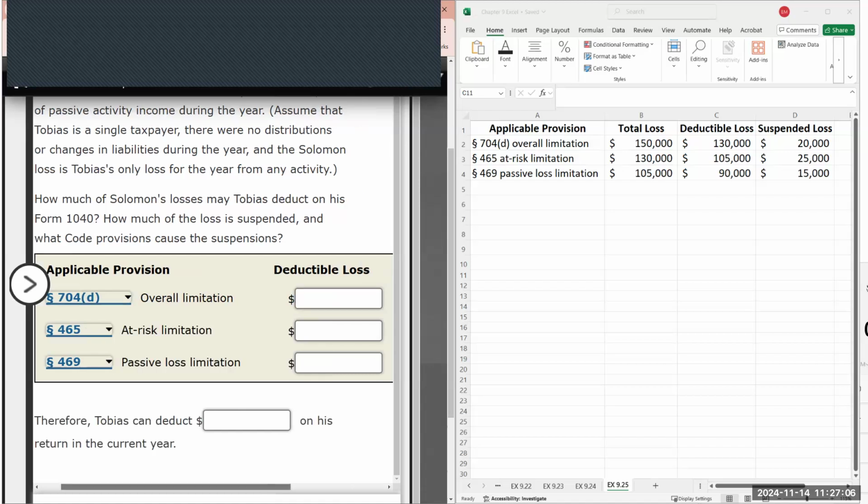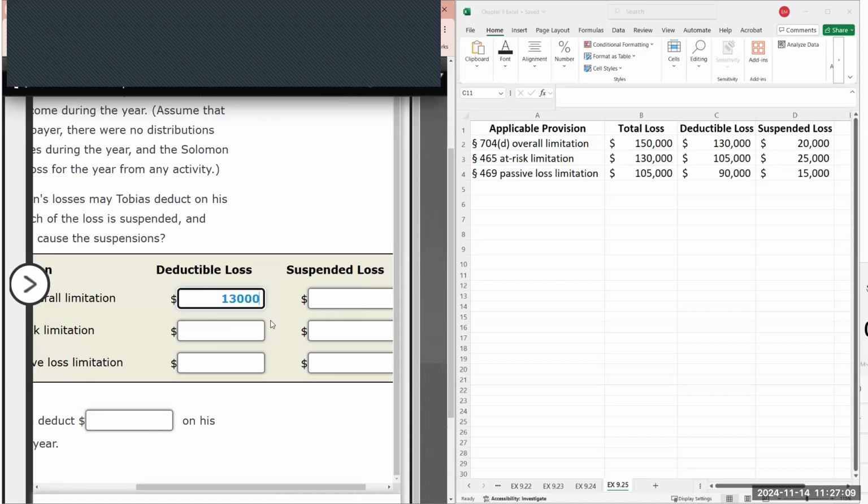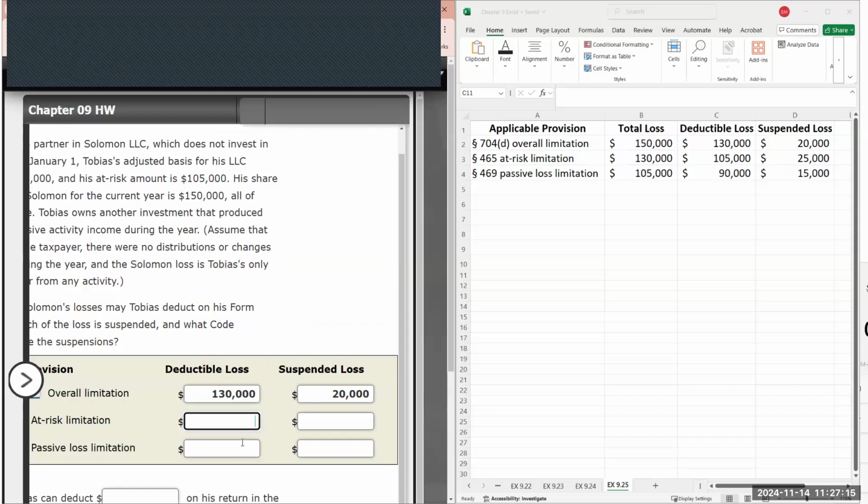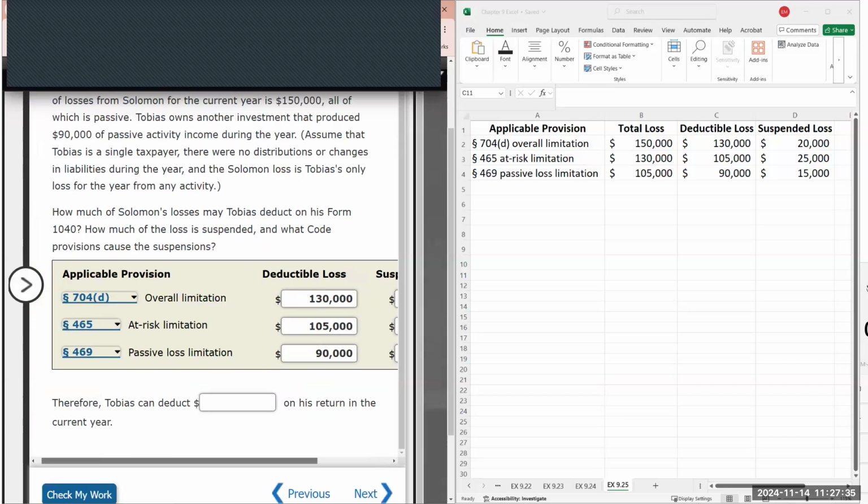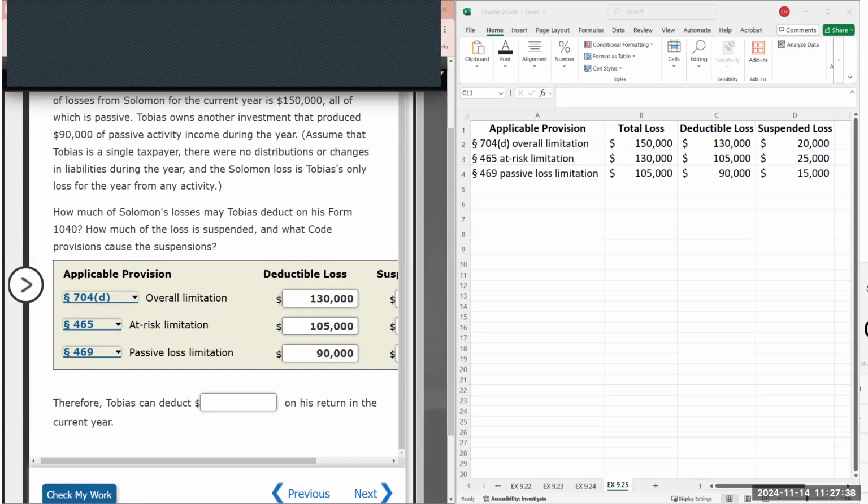All right, so I just type in the information that we calculated here. The deductible loss is $130,000. Suspended is $20,000. The at-risk loss, $130,000, but then again, $105,000, which is based on his risk. So $25,000 is suspended. The passive loss limitation, $90,000, would be offset by the $90,000 income, but then $15,000 would be suspended. So based on this information, now we need to determine, how much can he deduct? Based on going through all of these rules, he can only deduct $90,000 on his return in the current year.